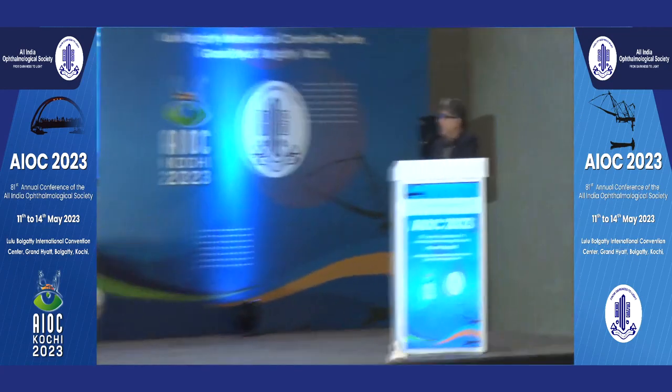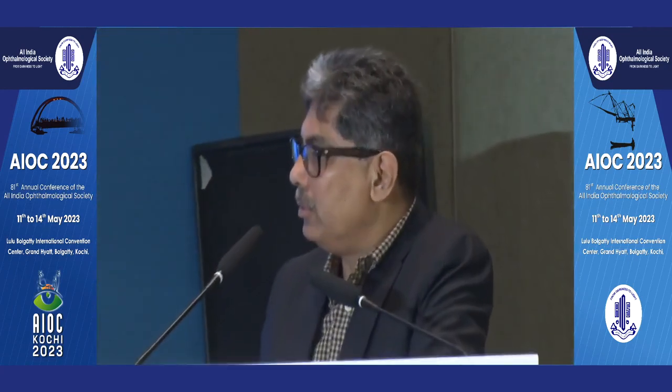So with the newer toric calculator and the newer IOL Master 700, we go as per the suggestion given by the Barrett calculator. We don't change it. But for the general audience who don't have this access, corneal astigmatism correction is considered only when it is done by the IOL Master 700. Otherwise, it is to be done separately.